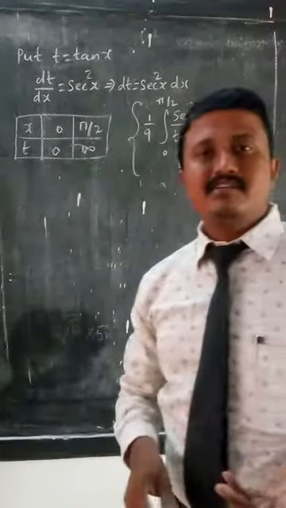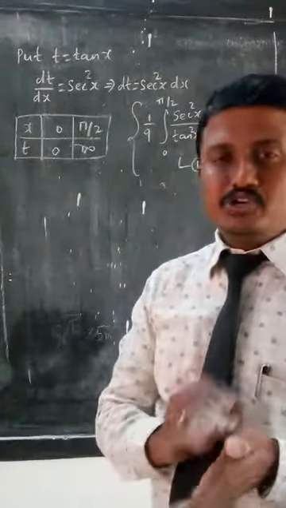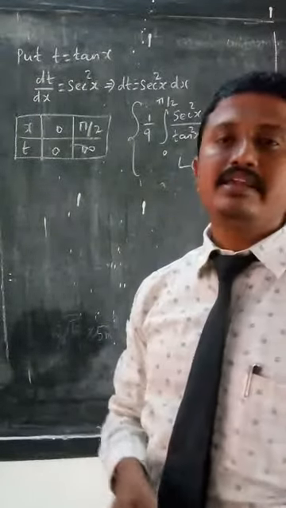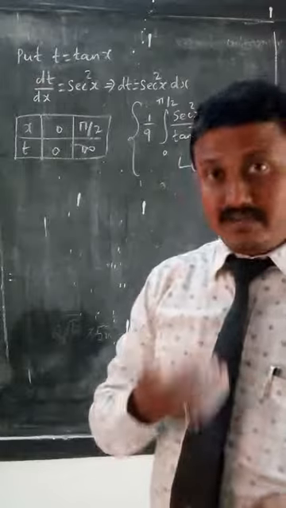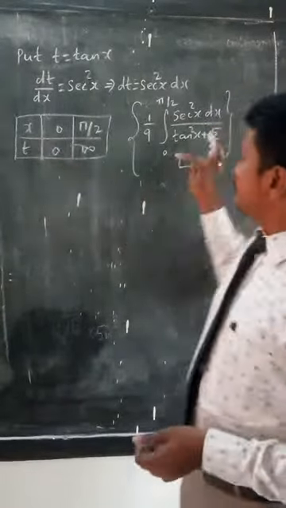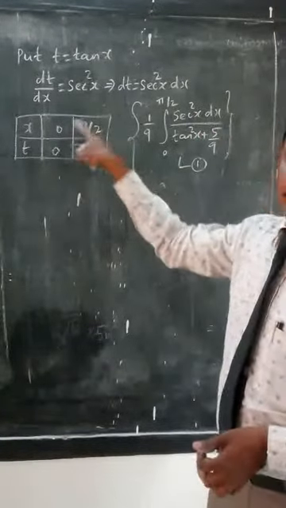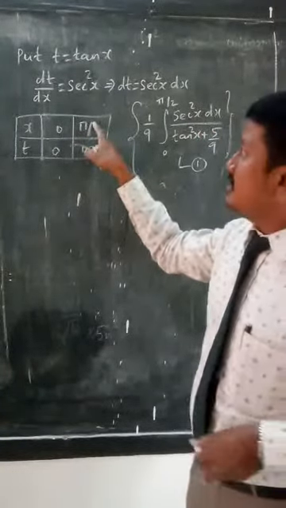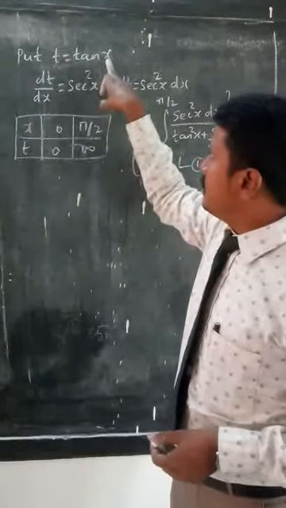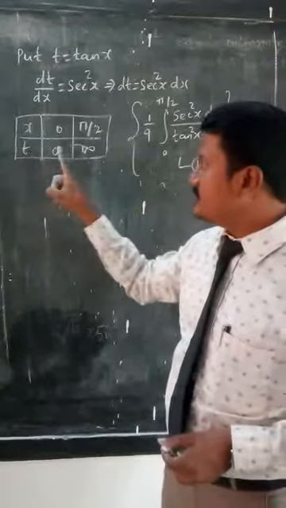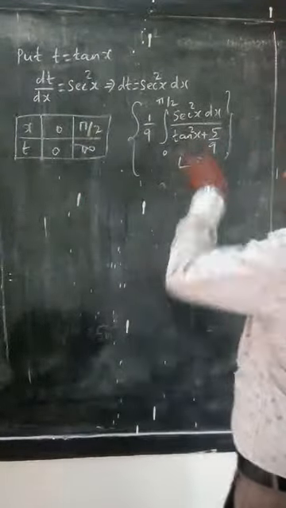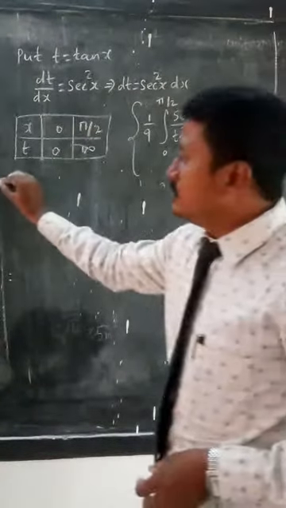I told you previously that when we change from the x variable to the variable t, we should also change the limits from x to t. That is why this table is there. The limit of x is 0 to pi by 2, which is given in the question. Now we are converting to t. Put 0 here, tan 0 is 0. Put 90 degrees here, tan 90 is infinity. So the limit of t is 0 to infinity. Combining all these and substituting in the first equation, it will turn like this.